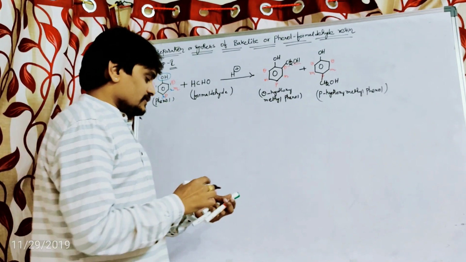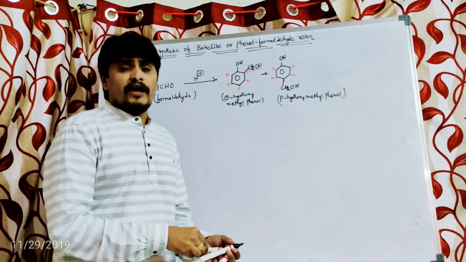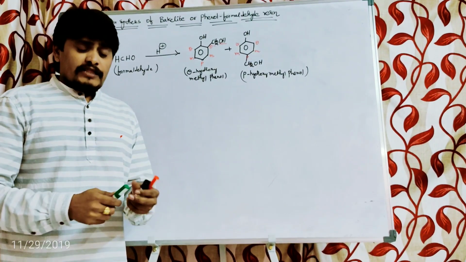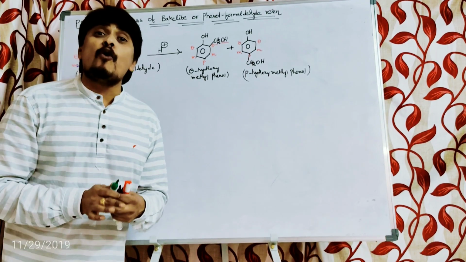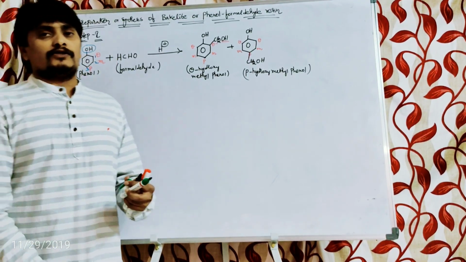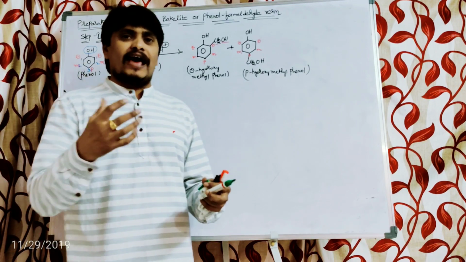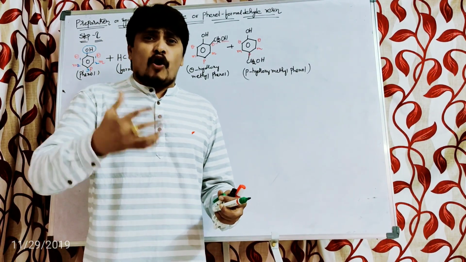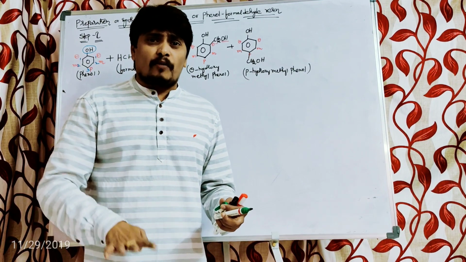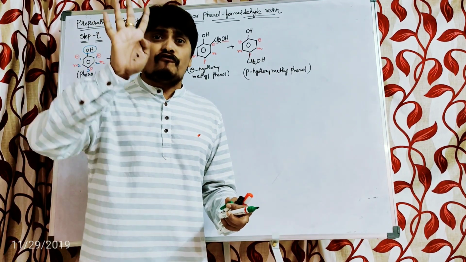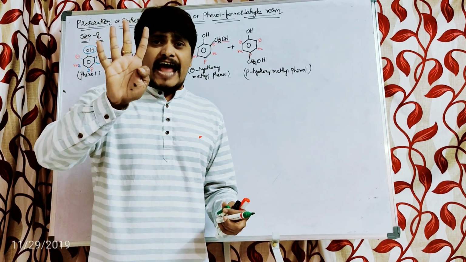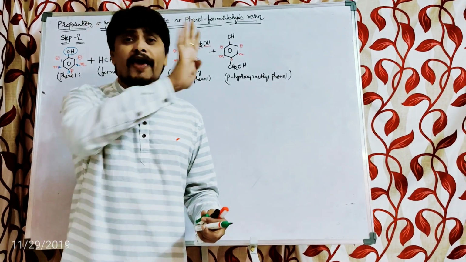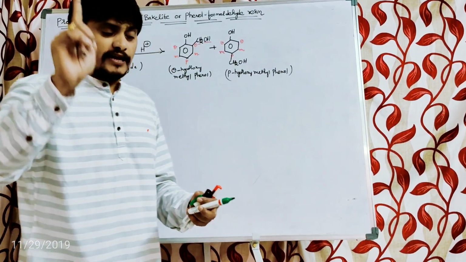Now students, one more point I want to focus on here. What is the valency of the carbon, students? The valency of the carbon is 4, right? Since childhood you have been studying the valency of the carbon. Since the valency of the carbon is 4, around the carbon we need to ensure 4 bonds. If it is lacking bonds, what do we need to do? We have to place the hydrogens over there.